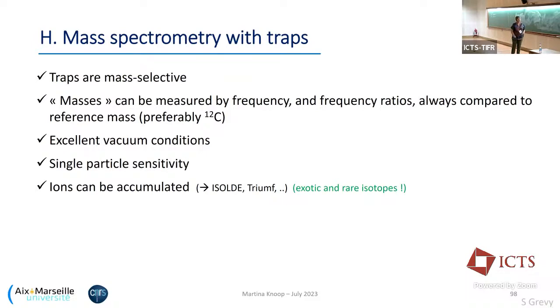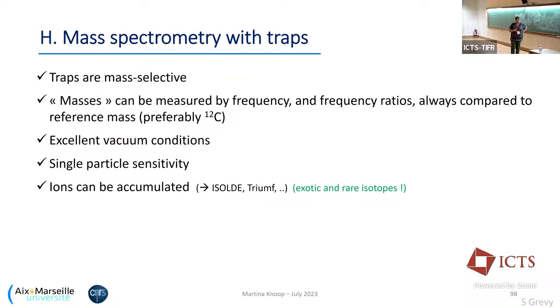These traps are all in excellent vacuum conditions. Most of the Penning traps are in a magnet, in a cryomagnet. There are also some Penning traps which are in a magnet with a warm bore. That means the magnet is cold, but the Penning trap is warm. Okay, that exists also, but some of them are in cryo also. And we do have single particle sensitivity, and I can show you some of the experiments.